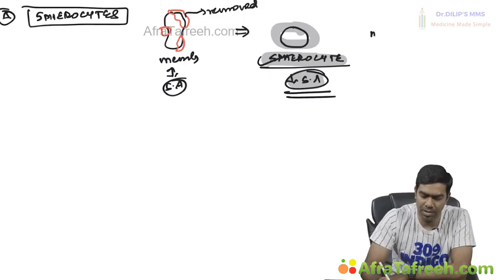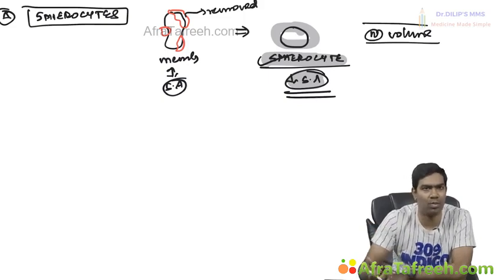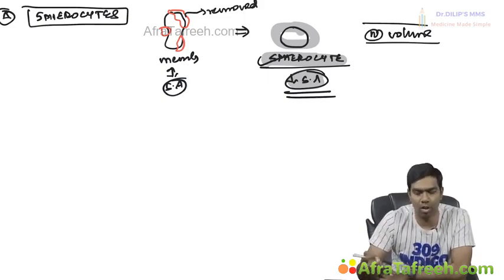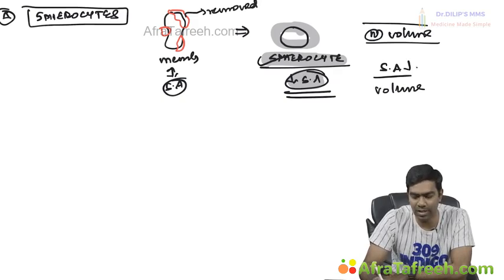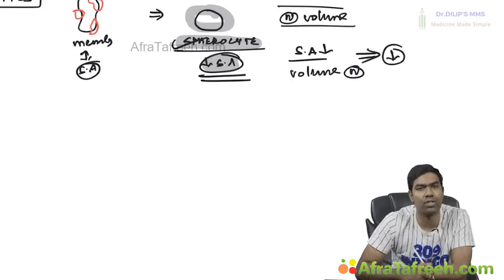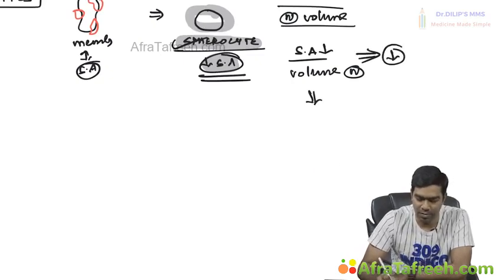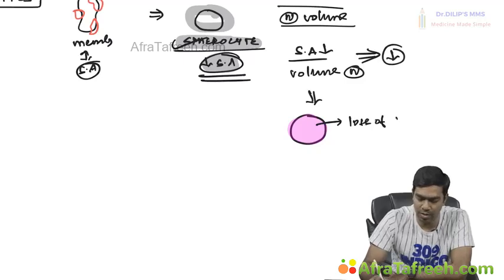So in this RBC, the volume will be maintained because only the membrane is removed, but the actual cytosolic volume is normal. So if we take the surface area to volume ratio, the surface area is decreased, whereas the volume will be normal, which means the surface area to volume ratio will be decreased. This spherocyte has to pack all its content within a narrow surface area, which means it is going to look as if it's hyperchromic, and you are going to get a loss of central pallor. Loss of central pallor will be there.